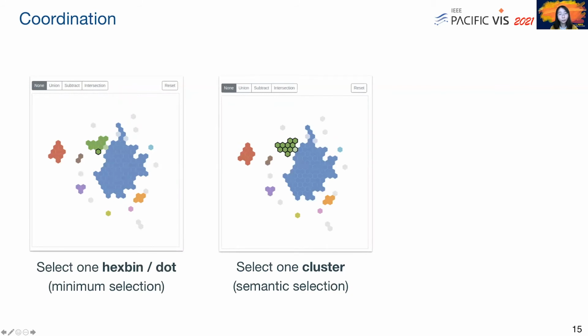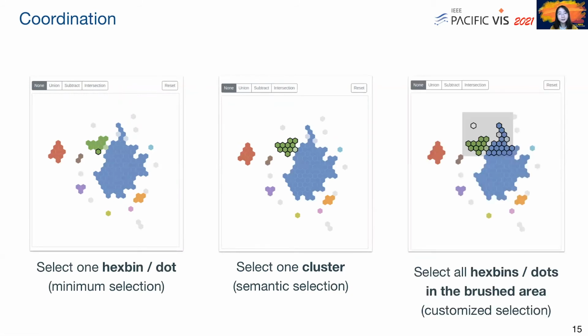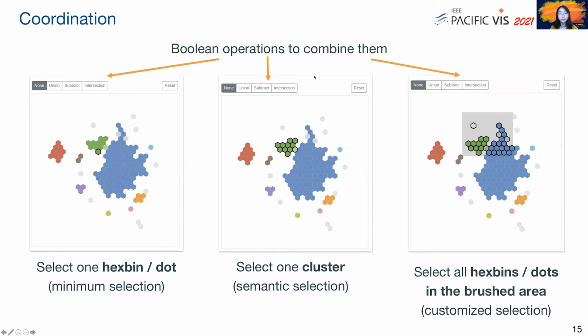To help the user inspect the part of the data they are interested in, we also provide three different ways for them to select a subset of the dataset. For example, they can select one hexagon or dot in the scatter plot, or select one cluster, and even use the brush tool to select a customized area they are interested in. And after that, we provide several Boolean operations for them to combine multiple selections.